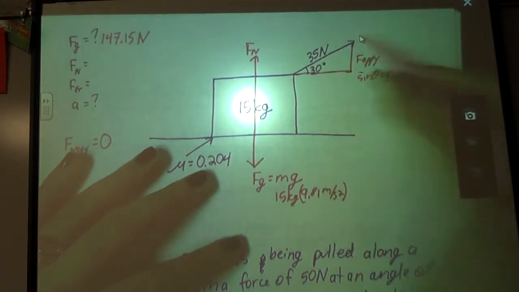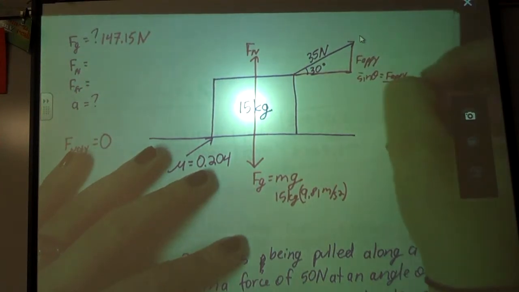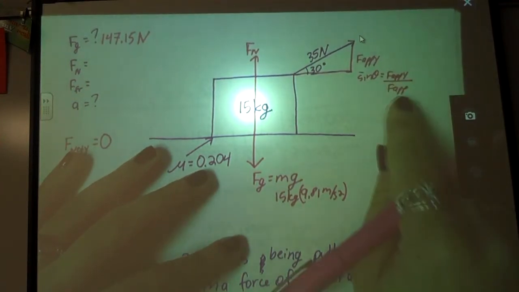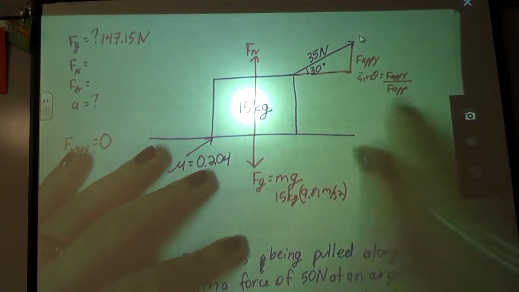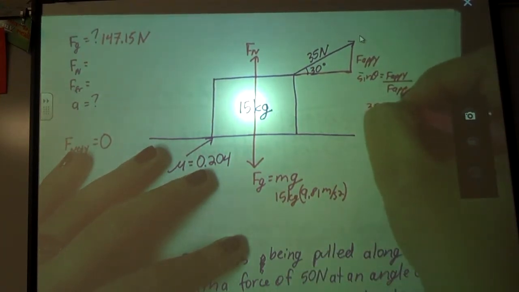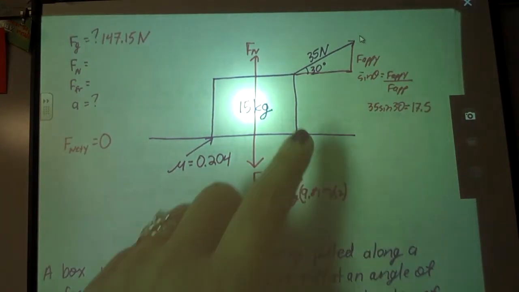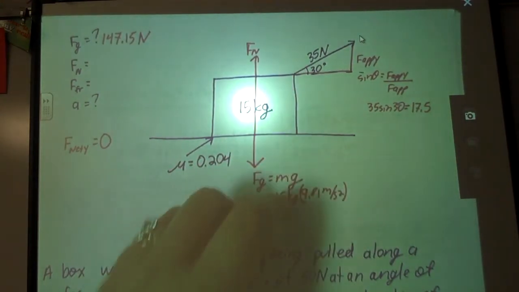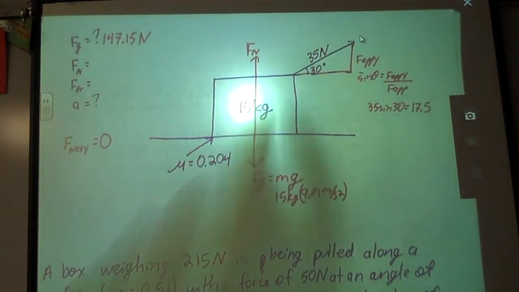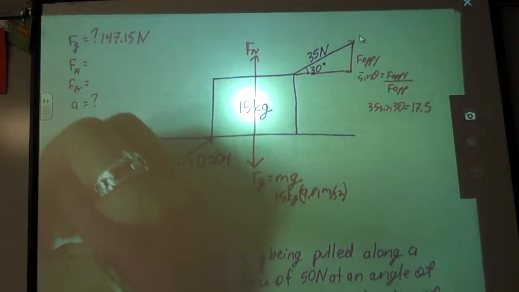And my hypotenuse is my applied force. So if I rearrange that, I'm going to multiply both sides by FAP. So that's 35 sine of 30, which gives me a value of 17.5. All right, now the only force that I don't know in the y direction is my normal force. So now I can actually make some progress.